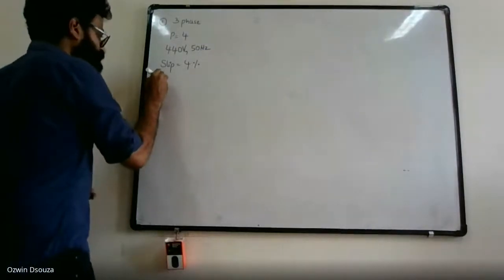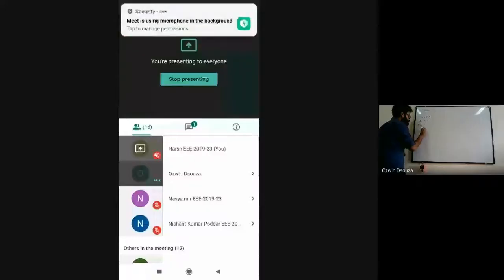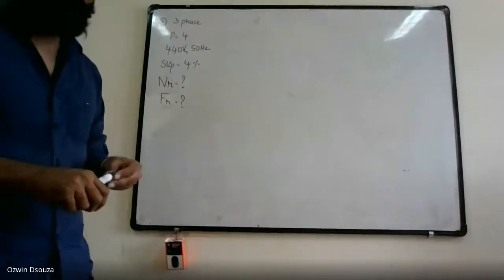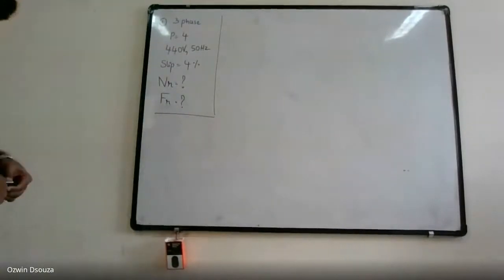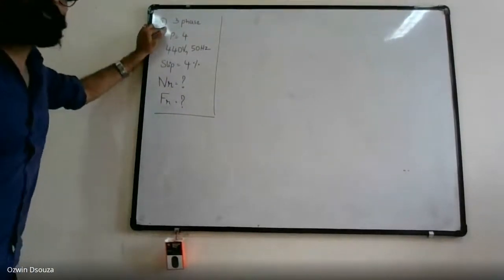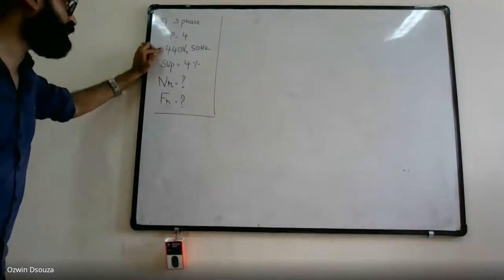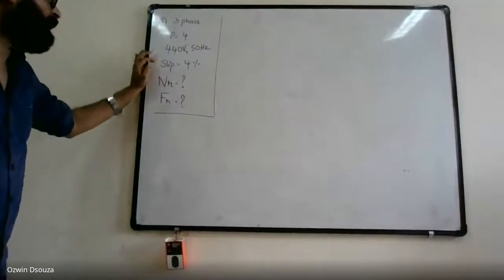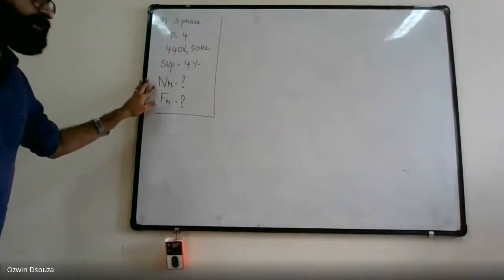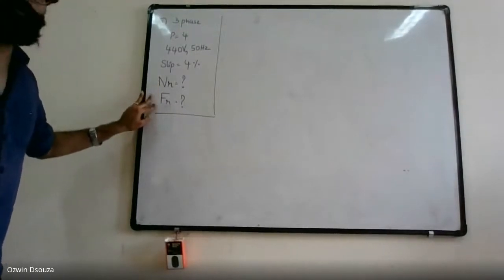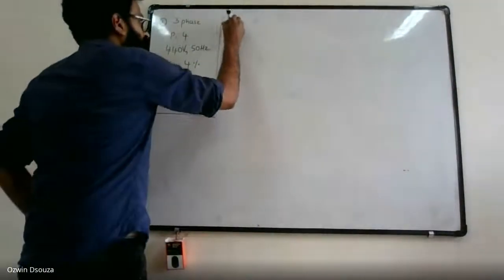So find the rotor speed. Rotor speed is nr and frequency of rotor current. So this is what is asked. What is given? It is given that a three-phase induction motor consisting of 4 poles operating at 440 volt 50 hertz AC supply, and the slip of the induction motor is 4%. You are supposed to find out the rotor speed nr and the frequency of induced EMF in the rotor, fr. So fine, let us solve the problem.